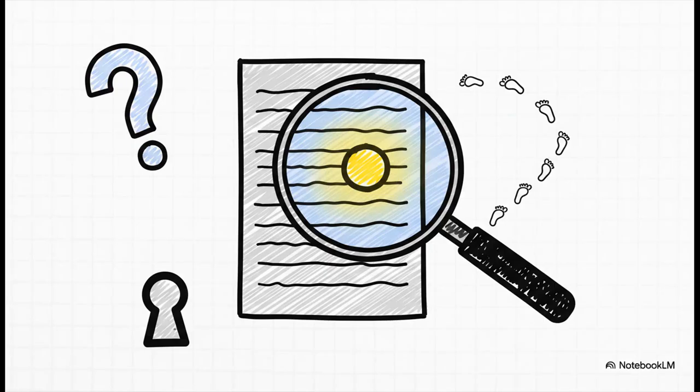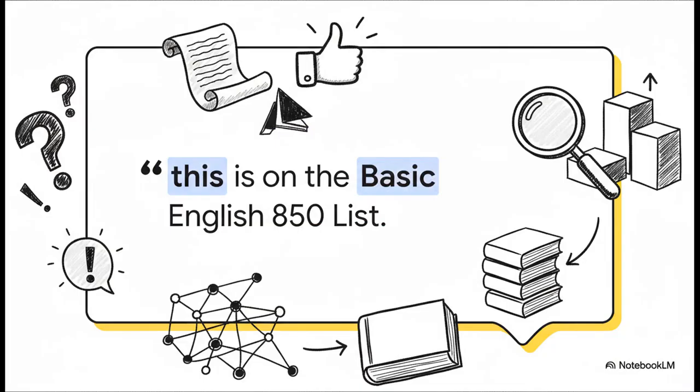So far, so simple, right? But as we were looking through that Wiktionary entry, we stumbled on this one little note. Just a tiny breadcrumb that led us somewhere we were not expecting at all. A clue that kind of changes everything. And here it is, our first big clue. Right there on the page, it says, this is on the Basic English 850 list.